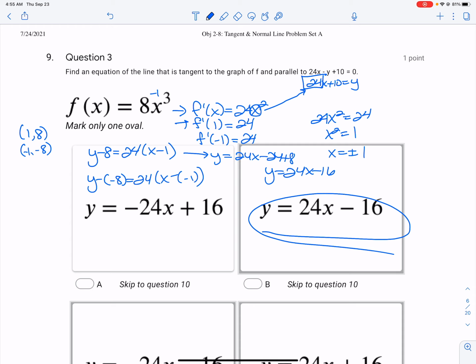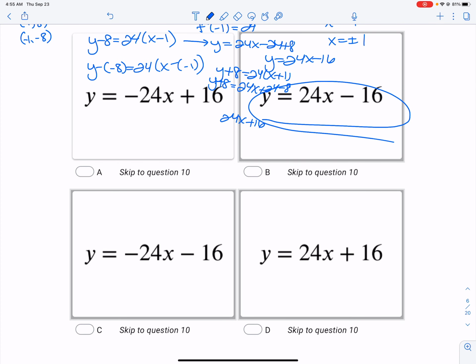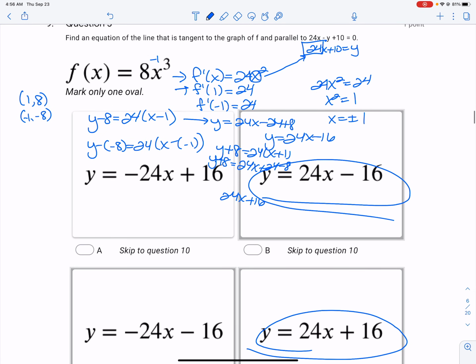And then y plus 8 is equal to 24 times x plus 1. So y plus 8 is equal to 24x plus 24 minus 8, so 24x plus 16. So 2 of these answers should be correct. And I'm going to just double check here the math.